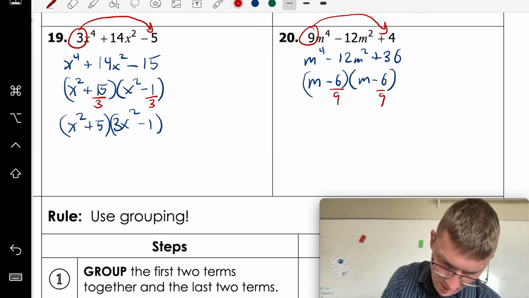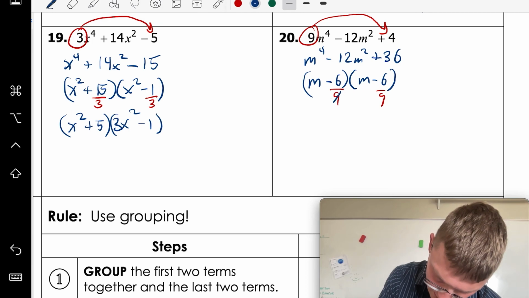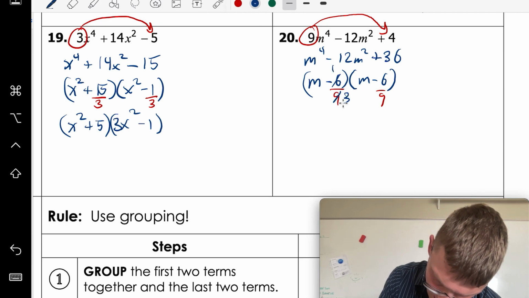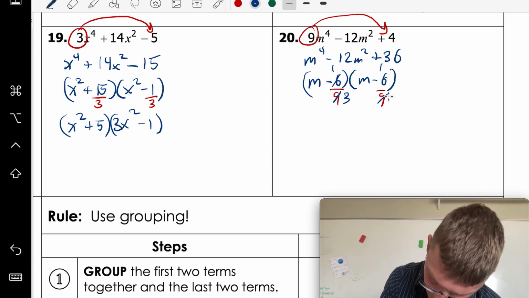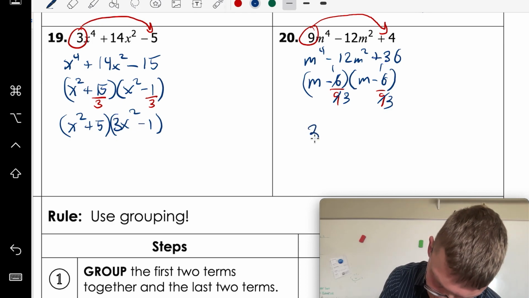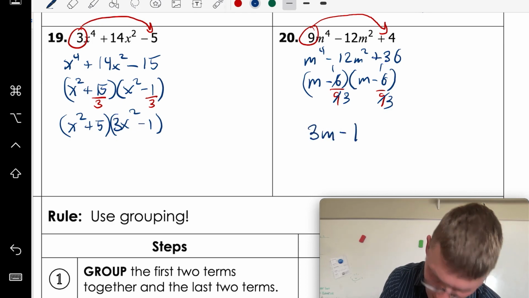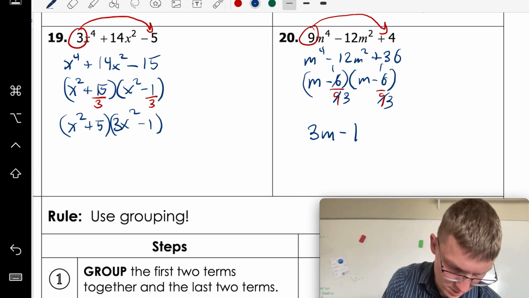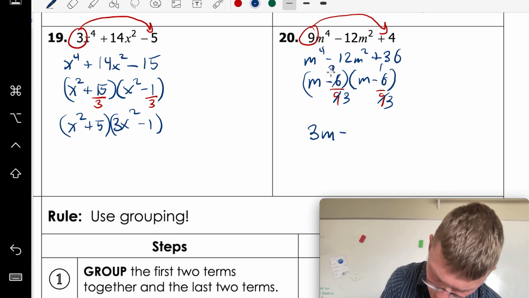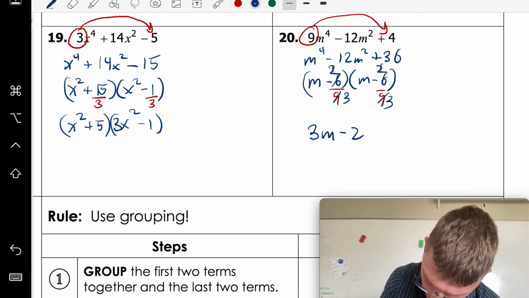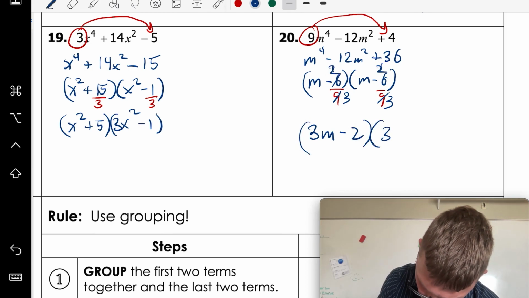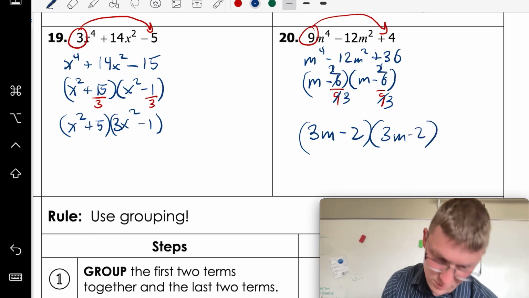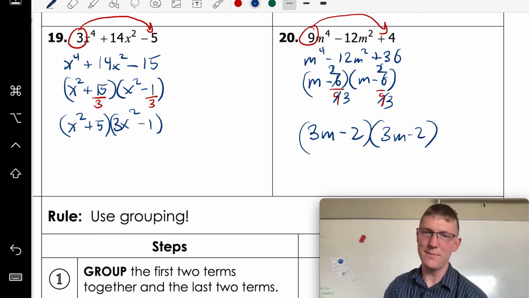Okay. So then this is going to cancel to 1/3. This is going to cancel to 1/3 as well. So then we're going to have 3m minus 1. No, minus 2. I knew something was wrong. Minus 2. And then 3m minus 2. That one wasn't terrible, right?